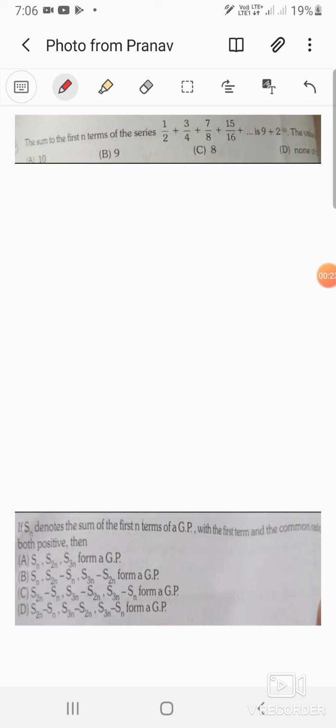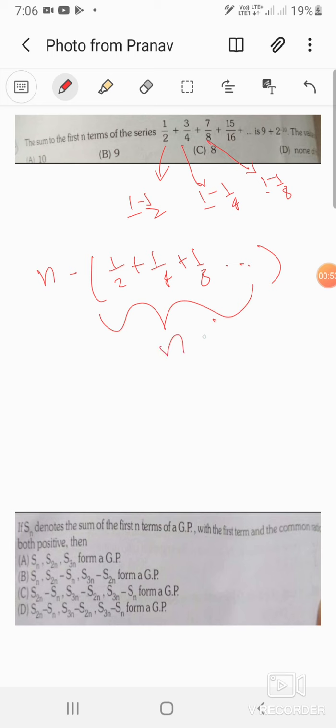Fine. So here's the thing, 1 by 2 can be written as 1 minus 1 by 2, very obvious. 3 by 4 can be written as 1 minus 1 by 4. This can be written as 1 minus 1 by 8. And you get the fashion, right? So that's how it's going to go generally. If you sum this up for n terms, there are going to be n ones. So you have n, then minus half plus 1 by 4 plus 1 by 8, and it keeps going like that till you have n terms.